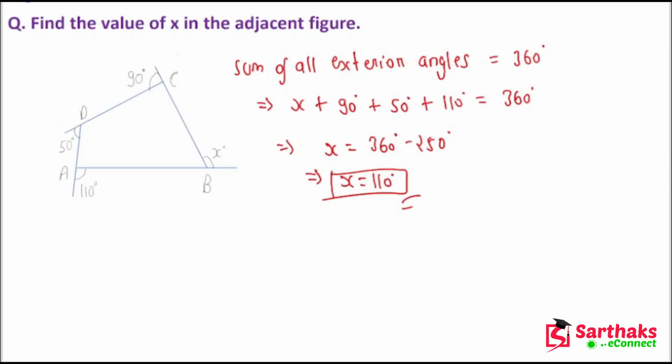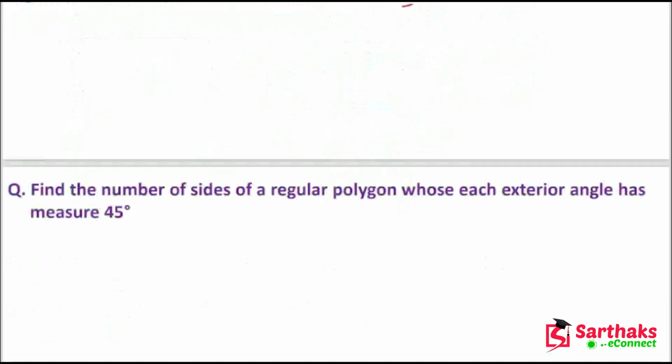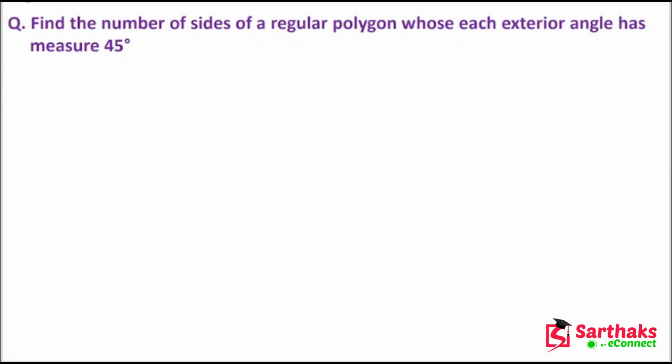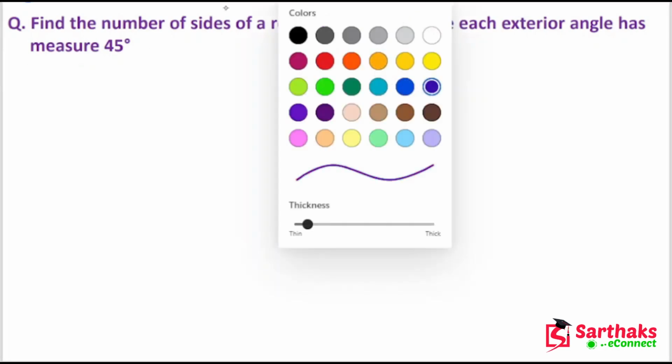So let us take another question on the same concept. Find the number of sides of a regular polygon whose each exterior angle measures 45 degree. So we are already given the exterior angle is 45 degree, right? We have to find the number of sides of the polygon. Let the polygon have n sides.